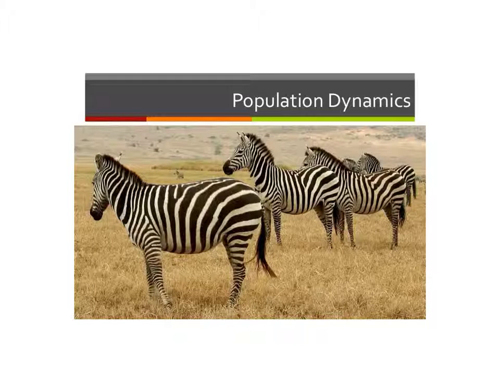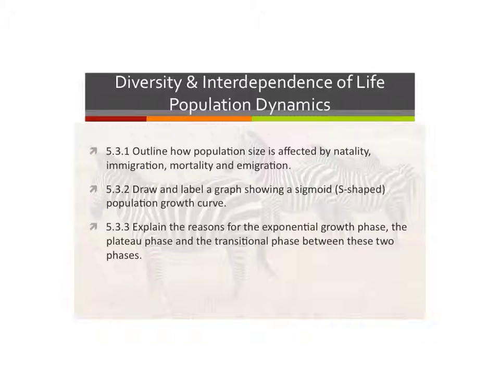So in this unit we're going to examine population dynamics. And in order to examine the population size, we're going to take a look at four different terms here: natality rates and mortality rates. Natality and mortality are opposites here, and immigration and emigration rates. When we put all these rates together, we end up with an S-shaped curve called a sigmoid population growth curve.